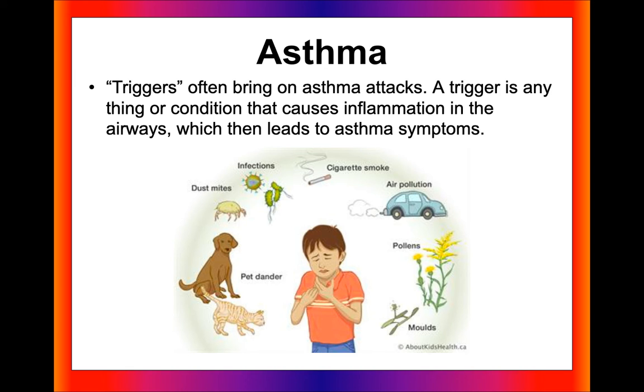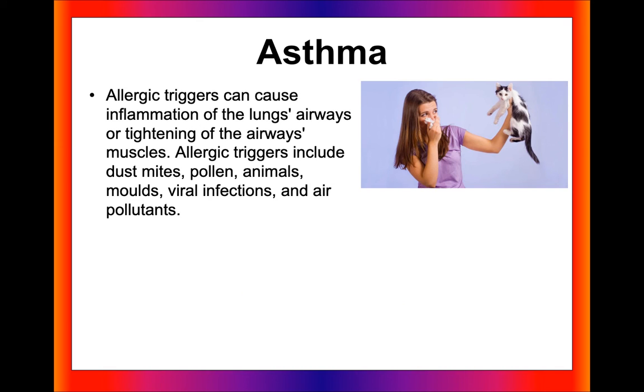Triggers often bring on asthma attacks. A trigger is anything or condition that causes inflammation in the airways, which then leads to asthma symptoms. There are two types of triggers. There are allergic triggers, and these could cause the inflammation of the lungs' airways or the tightening of the muscles. Allergic triggers include things like dust mites, pollen, animals, molds, viral infections, and air pollutants.